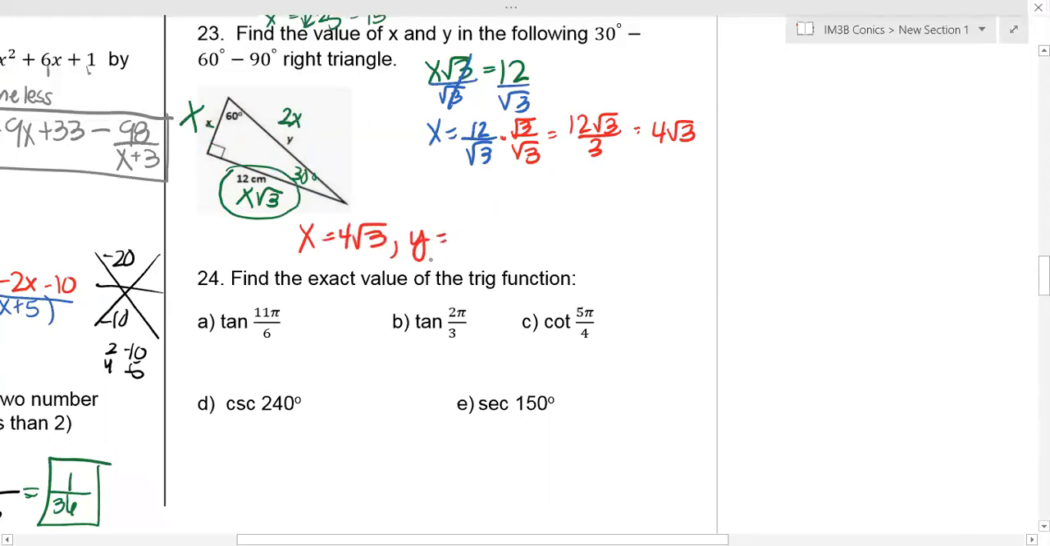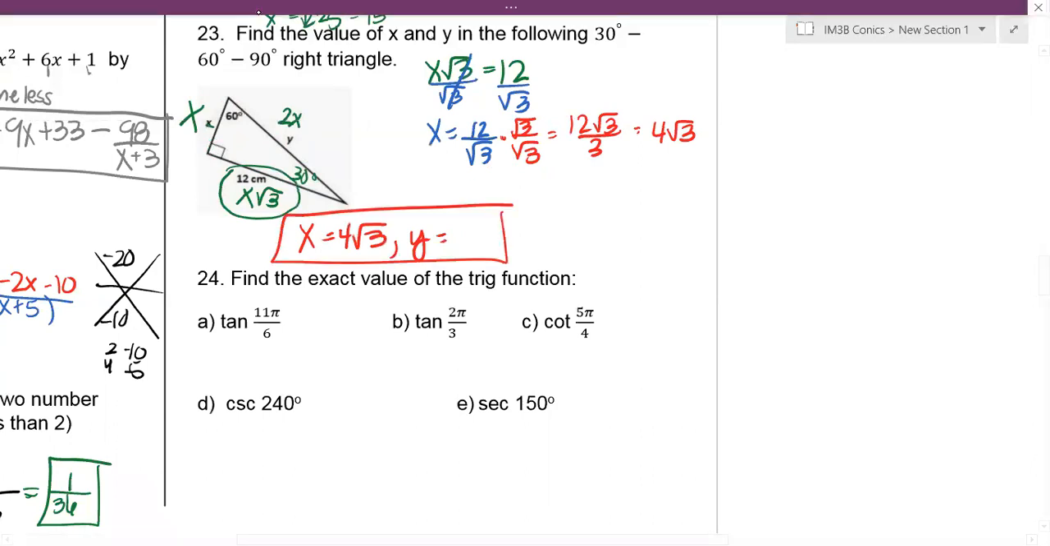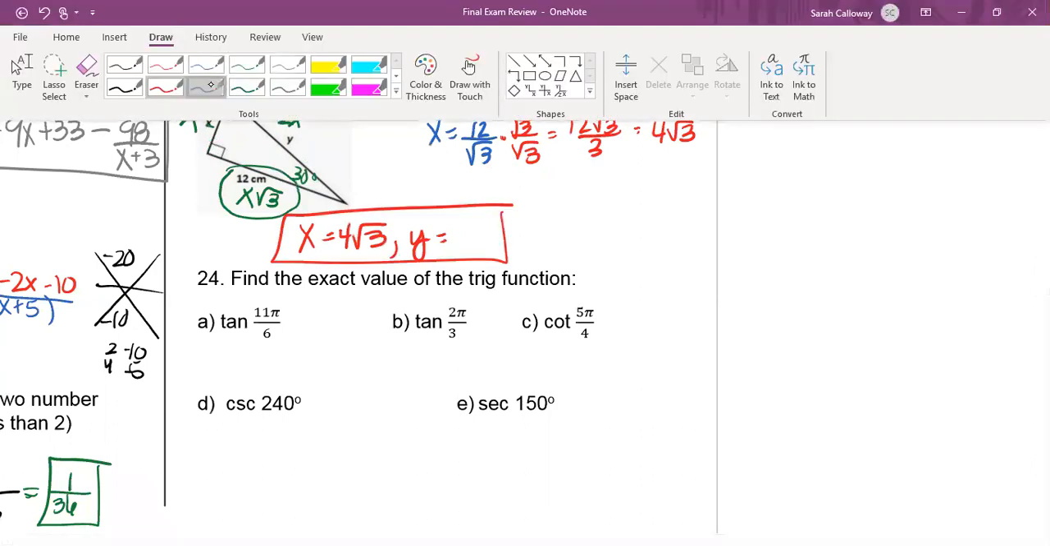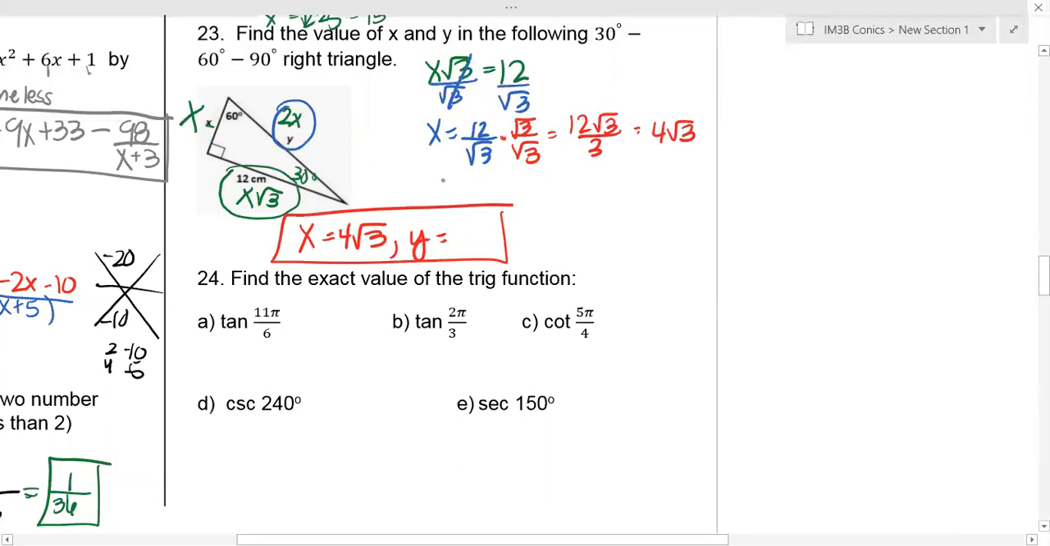Also asking for y. Y we can see is just 2x. So y equals 2 times that 4 rad 3, which means 2 times 4 is 8, so it's 8 radical 3.